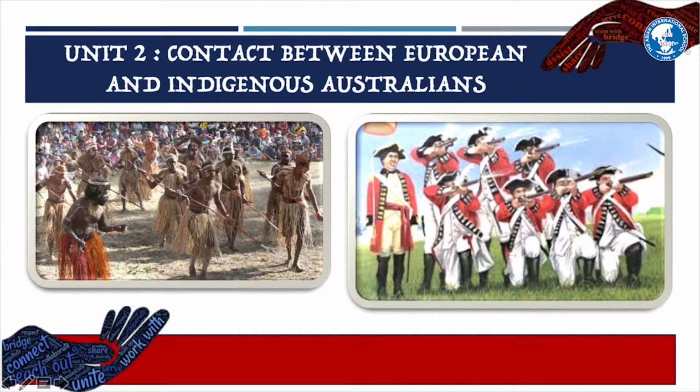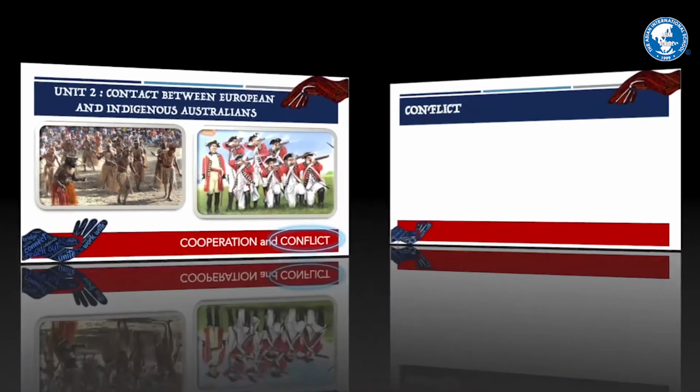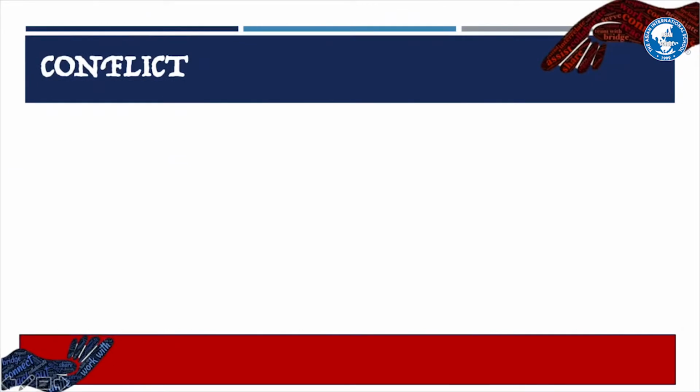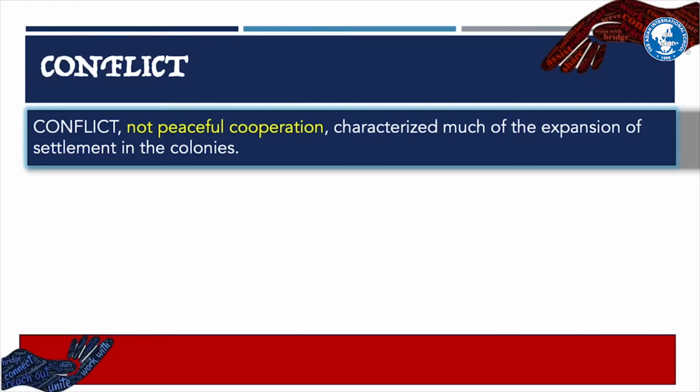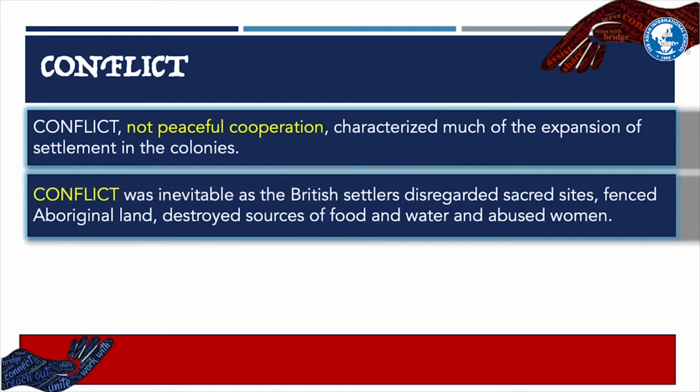Today's lesson is just a continuation of Unit 2, but this time we are going to focus on conflicts. So let's begin. Conflict. Conflict, or not peaceful cooperation, characterized much of the expansion of the settlement in the colonies. And why do you think it's inevitable? It's because the British settlers disregarded or disrespected sacred sites, fenced Aboriginal land, destroyed sources of food and water, and abused women.